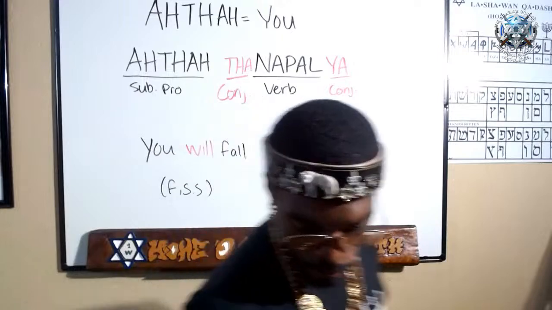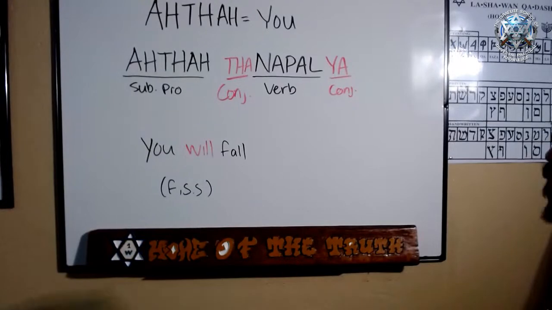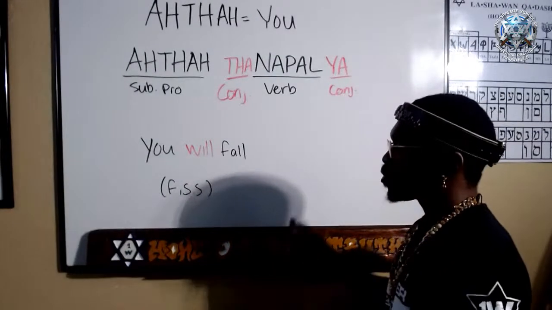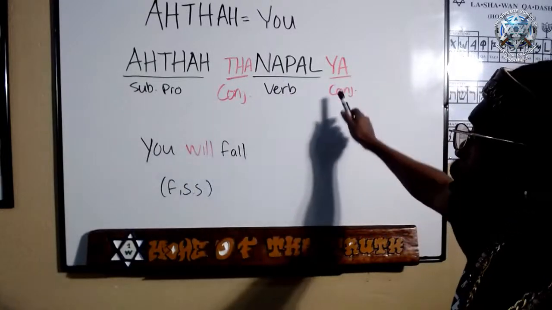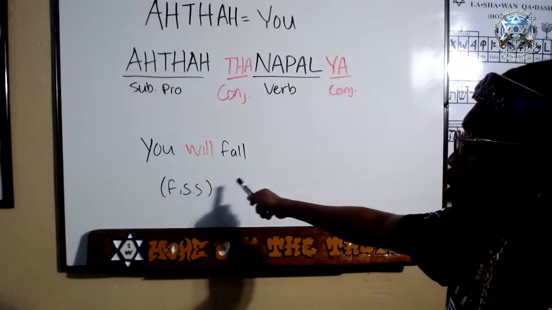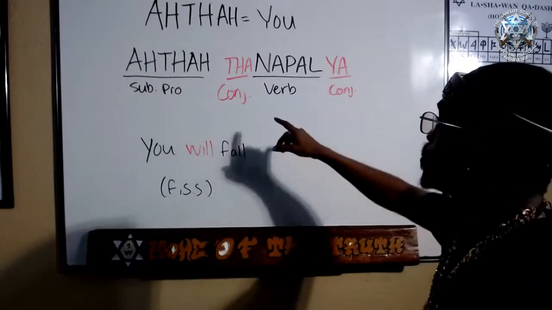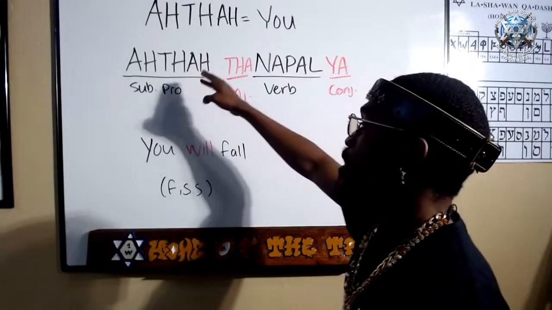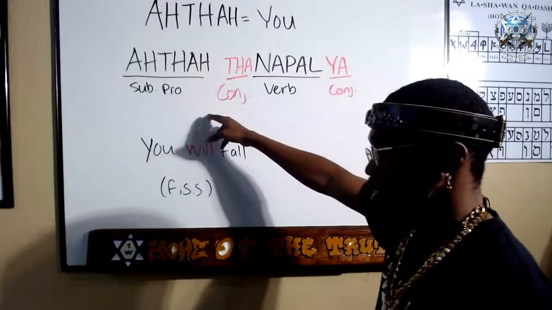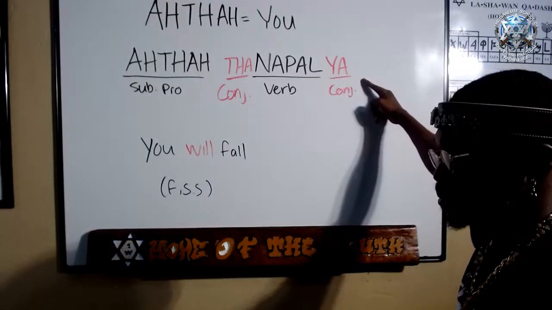This is talking to a female, or female to female, or male talking to a female. It says, "atha napal," you will fall, but it's talking to a woman, a sister. It's still the same word, the same subject pronoun, except it is being addressed to a woman instead of a man. And all we're doing is adding "ya" at the end of the verb.